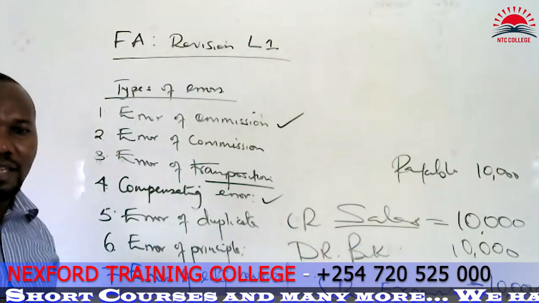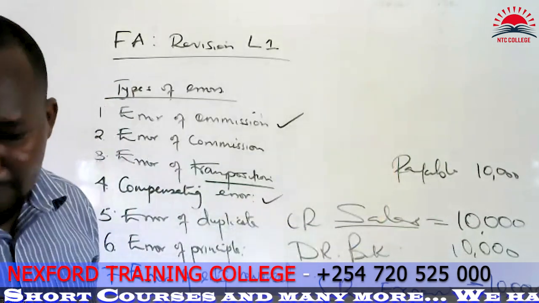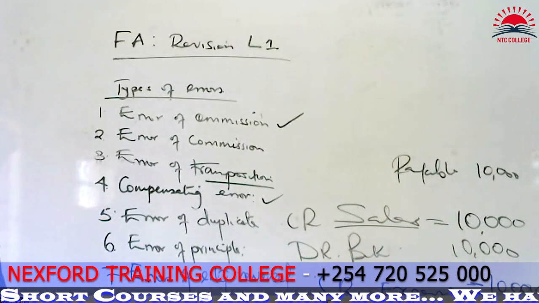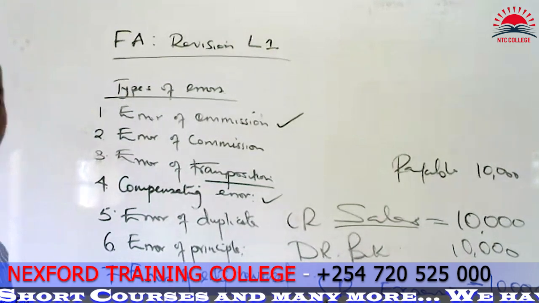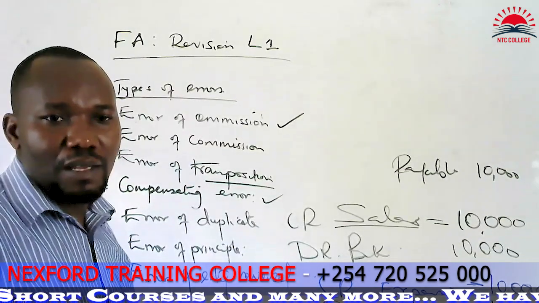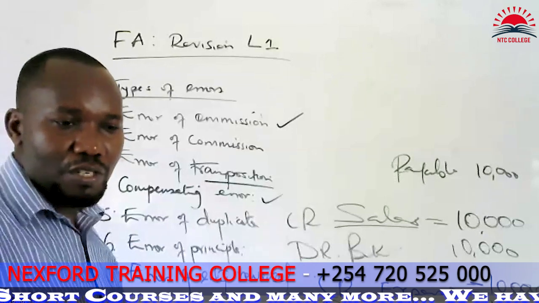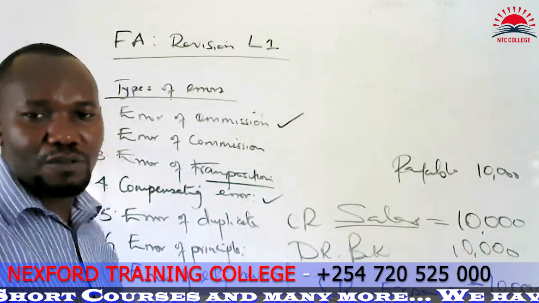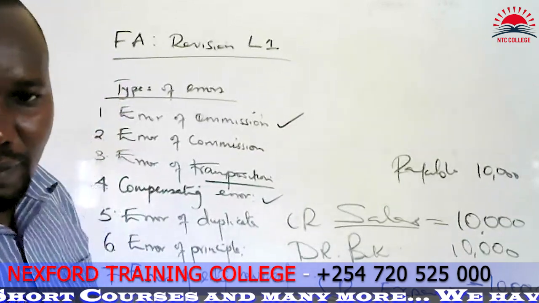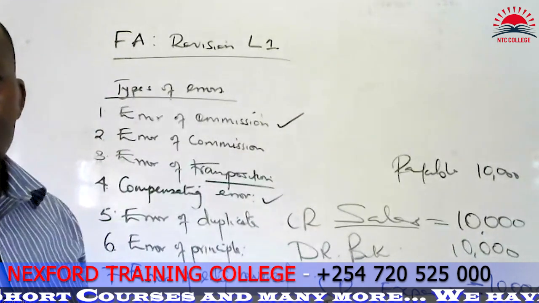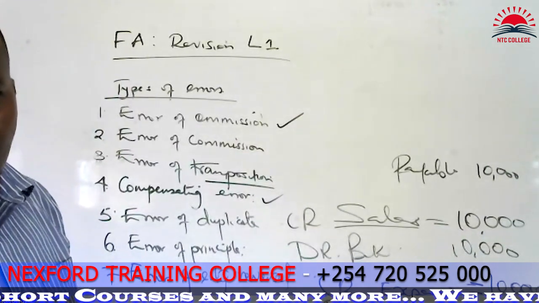So I want to look at specific errors that cannot be revealed by trial balance. Errors that will not be revealed by trial balance. The first one is error of omission, total omission. Error of omission. So errors not revealed by trial balance. You are told to give that one. That was a question. Yes. Or in other words, they can say errors that will not affect the trial balance.